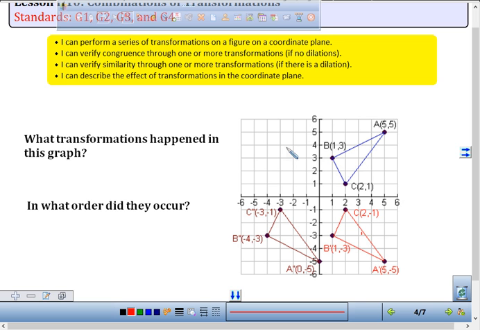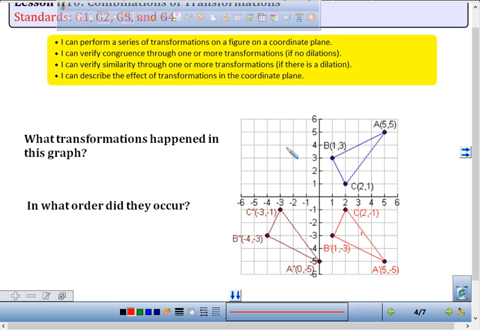Okay, it says what transformations happen and in what order did they occur. So I have to decide which was the first transformation that happened. So I need to figure out what shape is my original shape, and then what is the next shape. Okay, so in this picture, what is the original shape? The top right. Very good, JJ, because it doesn't have what? Primes. Then it goes from the top right to which one? The red one, or the bottom right. Okay, very good.